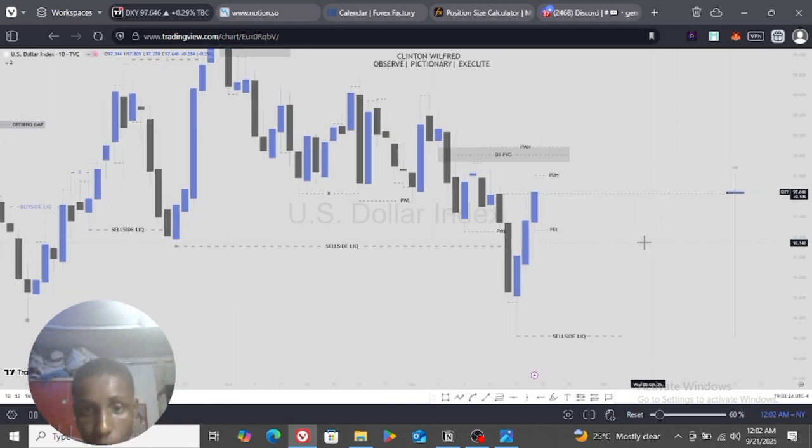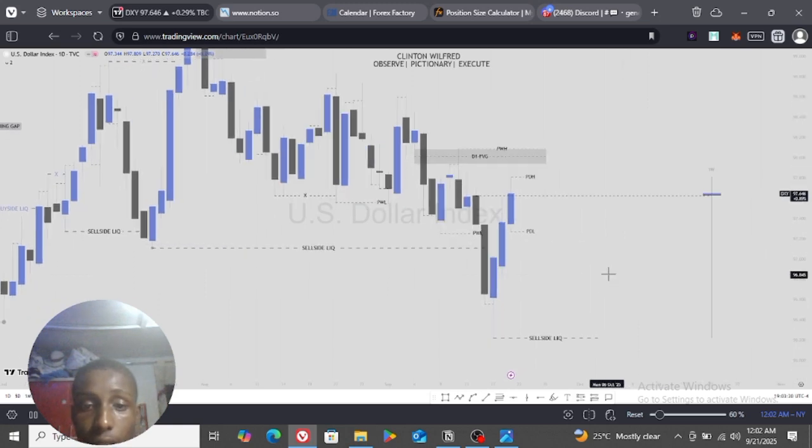I'm still bearish on GSY. I'm still bearish on GSY. I have a reason why I'm still bearish. I need the higher time frame to tell me that. I need the higher time frame to say to me that I'm bullish, and until then I won't start taking buy trades.